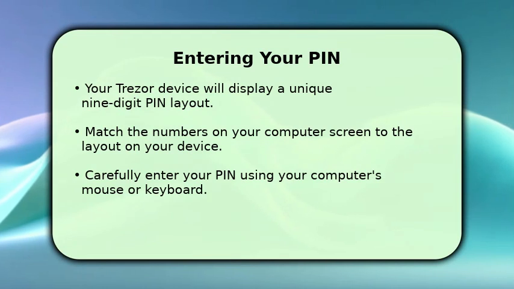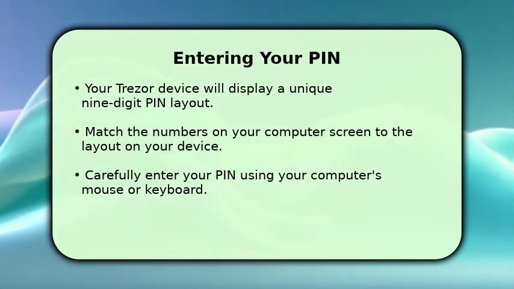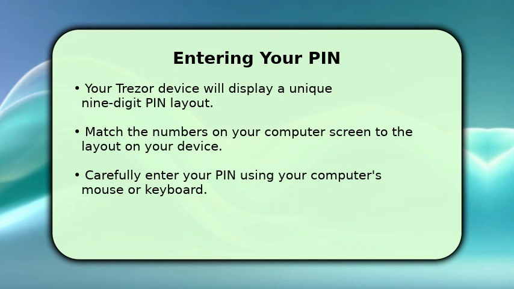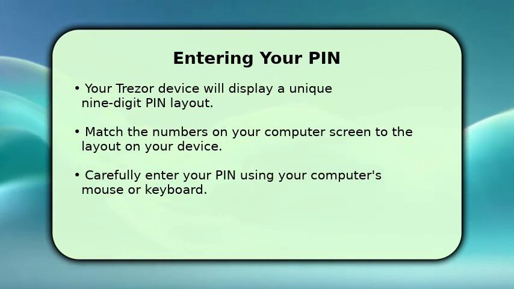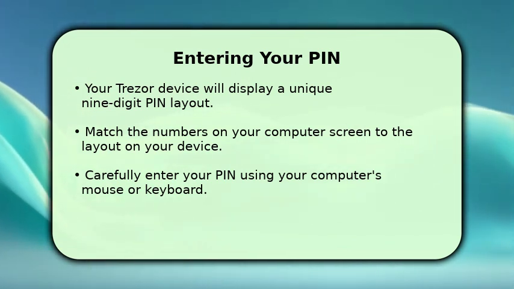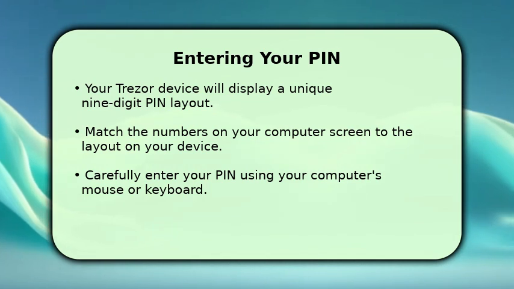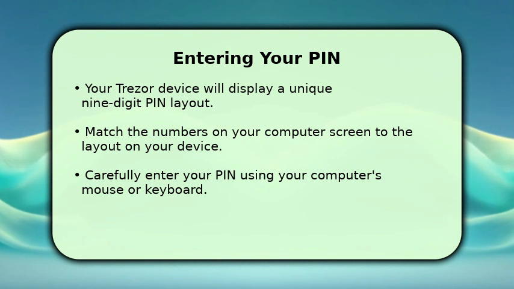Now it's time to enter your personal identification number. Your Trezor device will show a unique 9-digit PIN layout on its screen. On your computer, you will see a scrambled keypad. Carefully match the numbers on your computer screen to the positions displayed on your Trezor device. Then, click or type your PIN using your computer's mouse or keyboard. This method prevents keyloggers from capturing your sensitive information.